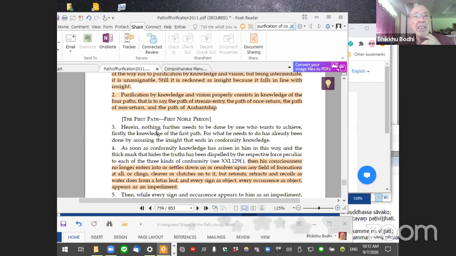Okay, the text says, at this point nothing further needs to be done by one who wants to achieve the knowledge of the first path, for what he needs to do has already been done by arousing the insight that ends in conformity knowledge. So the meditator has now embarked on what is called the insight leading to emergence.